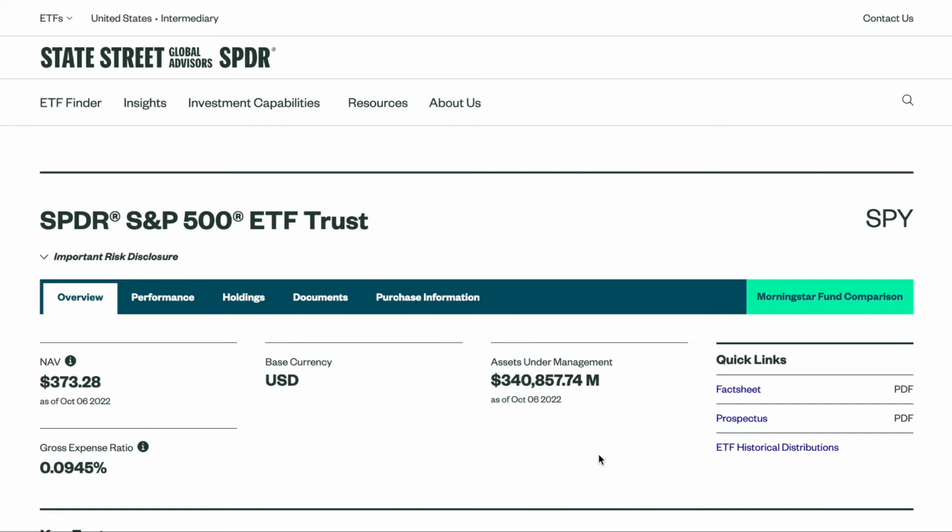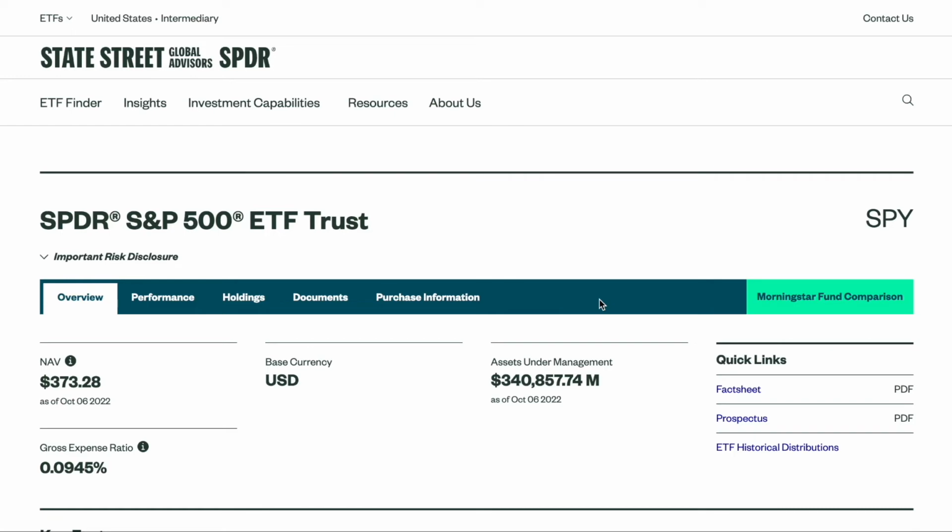the SPY, created in 1993 by State Street Global Advisors. When this ETF was created, it had around $6.5 million in assets. Now, in October 2022, it has around $340.8 billion of assets under management. So yes, a major jump. This is one of the most popular ETFs.